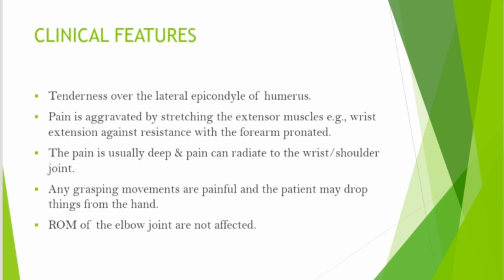Now clinical features: tenderness over the lateral epicondyle of humerus. Pain is aggravated by stretching the extensor muscles. Example: wrist extension against resistance with the forearm pronated. The pain is usually deep and pain can radiate to the wrist or shoulder joint. Any grasping movements are painful and the patient may drop things from the hand. Range of motion of the elbow joint is not affected.